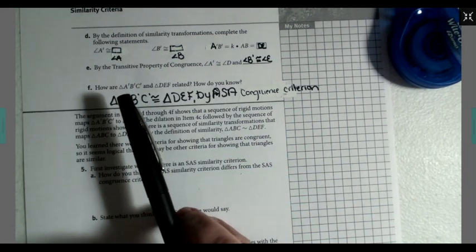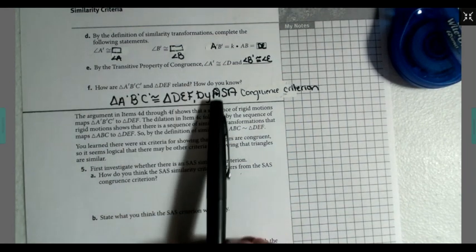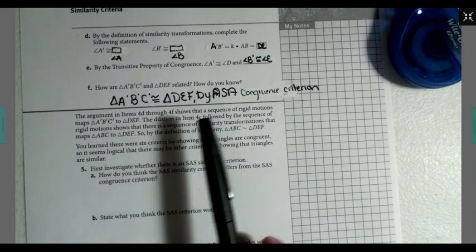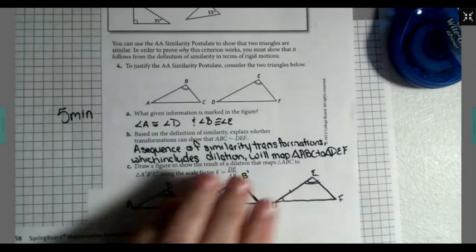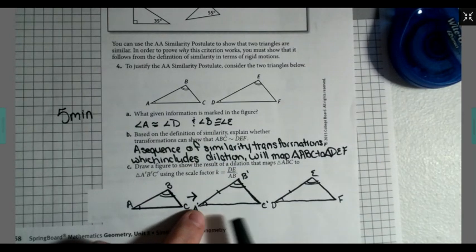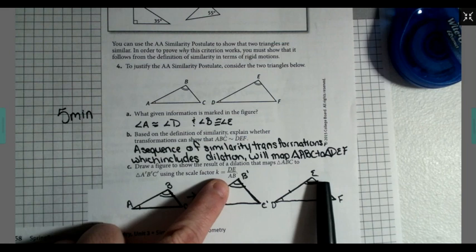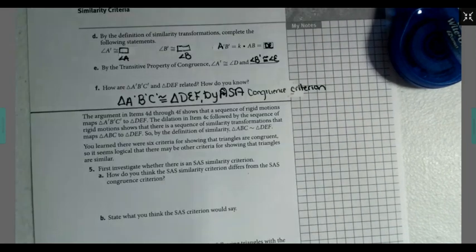And we can state that the two triangles, A prime, B prime, C prime and DEF, are related by a congruency statement because of angle, side, angle. And you'll see that whenever I marked it here, I said this angle is congruent to this angle, this side is congruent to this side, and this angle is congruent to this angle. So angle, side, angle. On to the next set of questions.